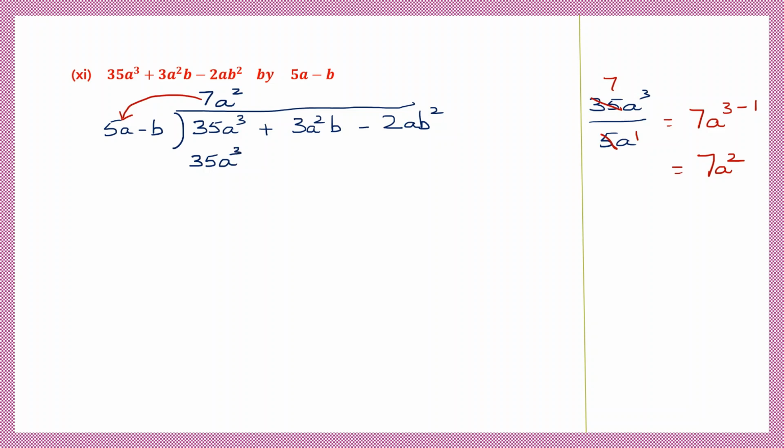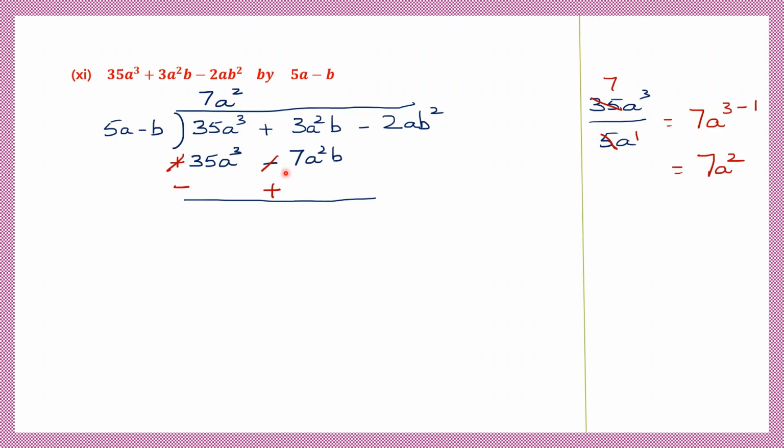Now let's multiply this into minus b. So the sign is minus, the number is 7. a square into b is a square b. So now we have to subtract. So here we have a plus sign that's now going to become minus and minus is going to become plus. So here we have 3a square b and 7a square b.